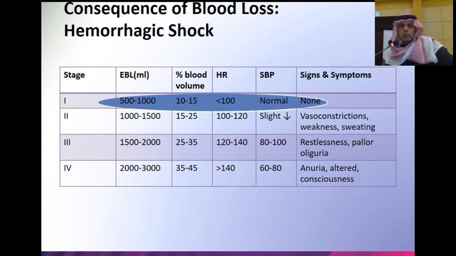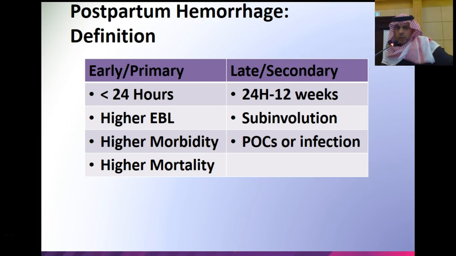This is the consequence of blood loss, hemorrhagic shock, classes 1, 2, 3, and 4. When you reach number 4, it's about 2,000 to 3,000. It seems in the diagram it's difficult to reach, but with massive hemorrhage, it's a matter of seconds to reach 2 to 3 liters. The PPH can be early or late. The most problematic one is the early, which can lead to high morbidity and high mortality.